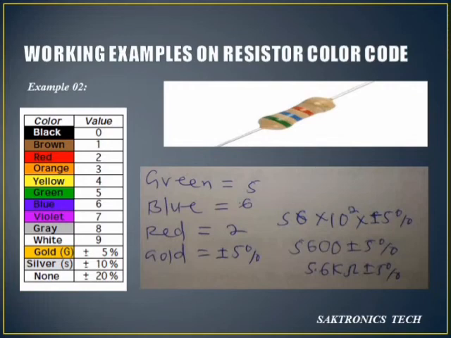The third band is going to be used as our multiplier. We are going to write the number of zeros, or let me say they are multipliers, as 10 to the power of the value the color represents. And then the fourth one is going to be our tolerance. So now let's go and see.